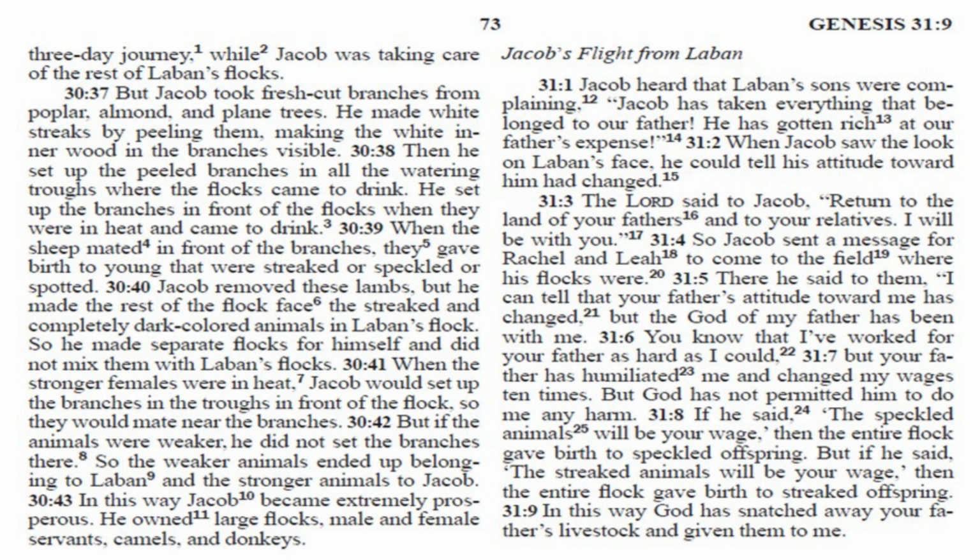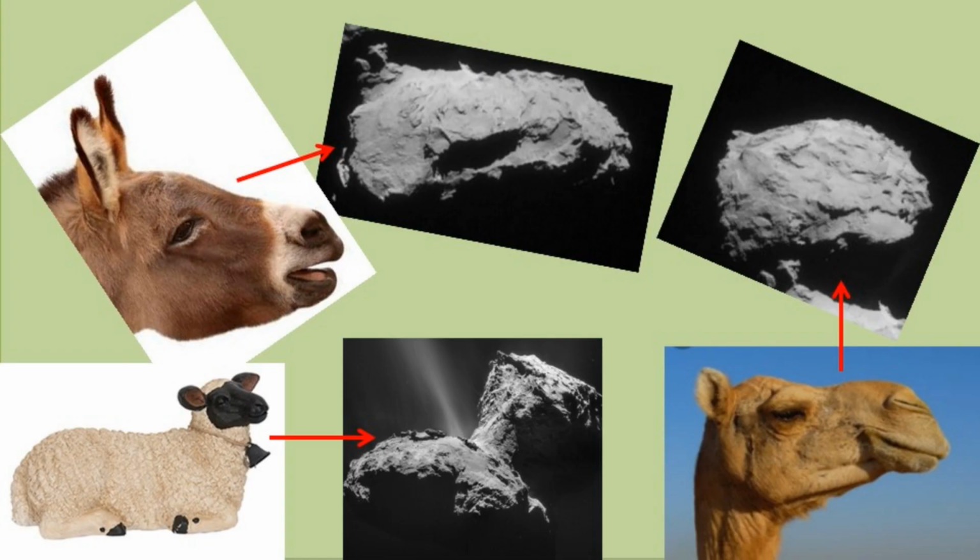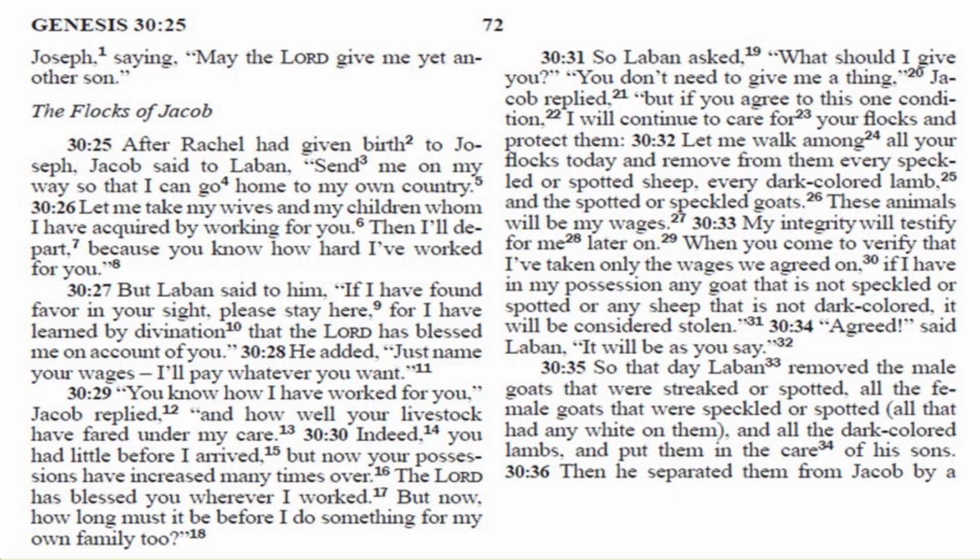This is all about the formation and acquiring of asteroids, where asteroids are mentioned as sheep and goats, as I have already mentioned in my previous presentation. After Jacob agreed to work for 6 more years, Laban separated the speckled or spotted and dark colored sheep and goats from his herd and put them in his sons' care.